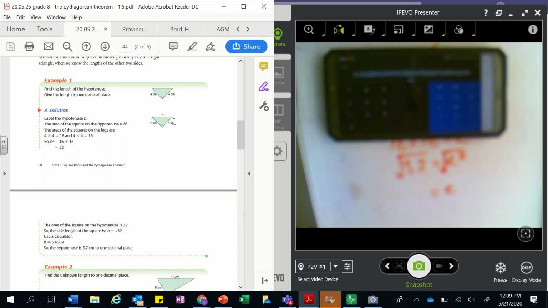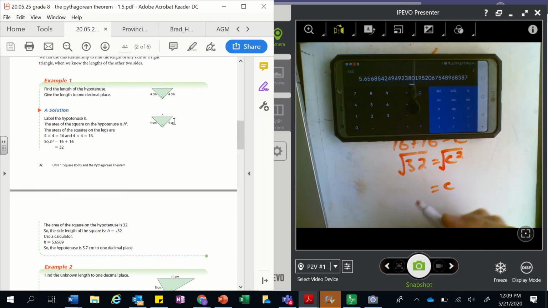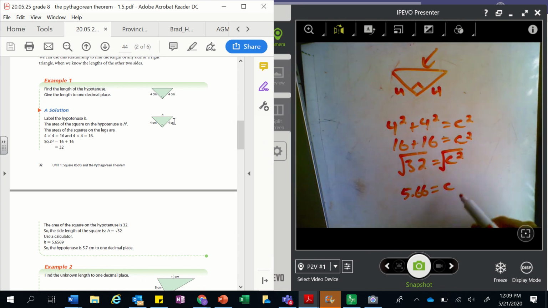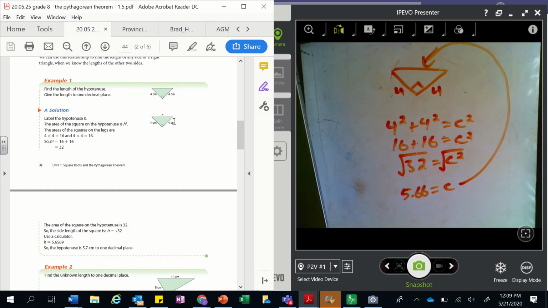5.66 rounded up. It's not very clear, hold on. It's 5.66 rounded up. So I'm going to go 5.66. So my missing side here is 5.66 centimeters long.